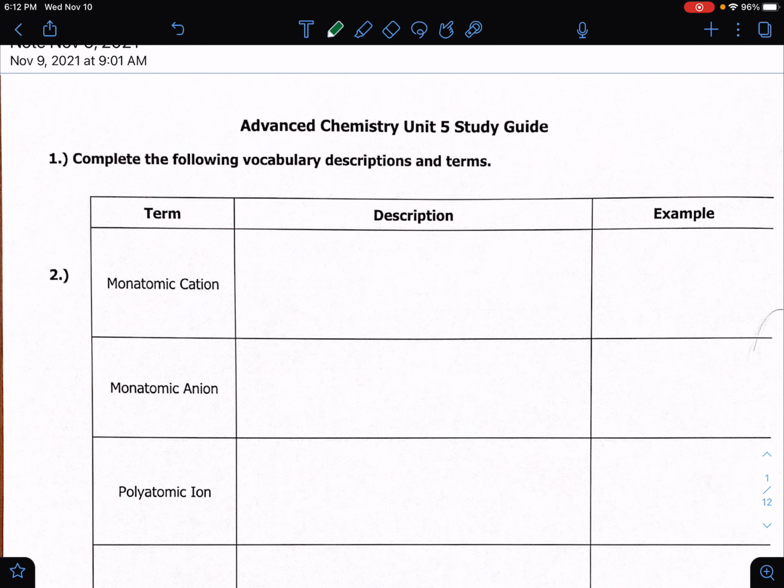So when we're dealing with a monatomic cation, mono means 1. So this is going to be a single atom with a positive charge. Remember, your cations are going to be positive, and this is due to losing electrons. When you lose an electron, it makes you more positive. So an example would be something like Na with a plus or Ca with a 2+.